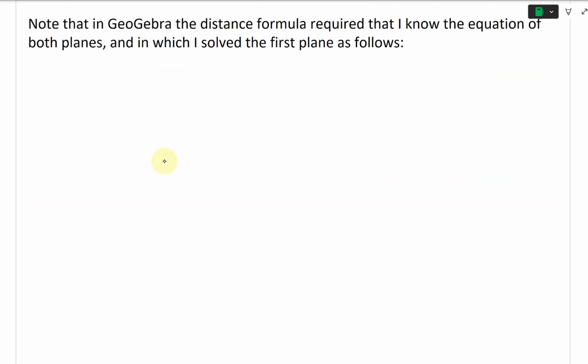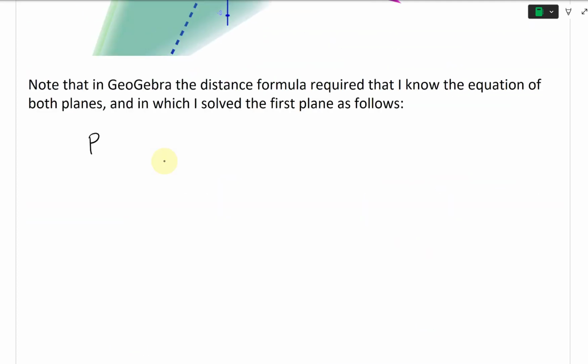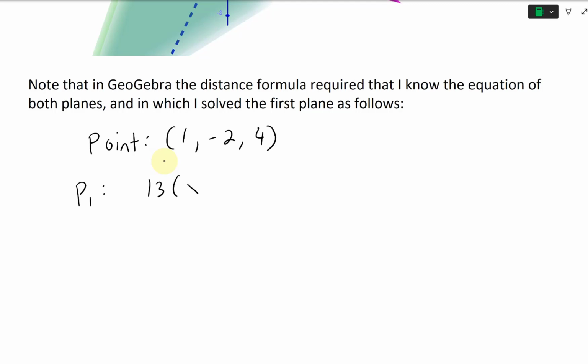All right, so let's go back here. I solved it as follows. We had a point right here. This is going to be 1, negative 2, 4, which is on L1 and on the plane. So then P1 is going to be 13, negative 6, negative 5 is the normal vector. So 13 times x minus 1, then minus 6 times y minus negative 2, so plus 2, and then minus 5 times z minus 4 equals 0.